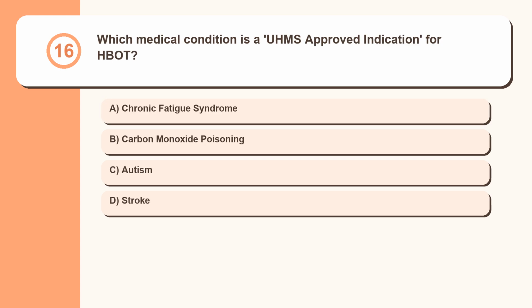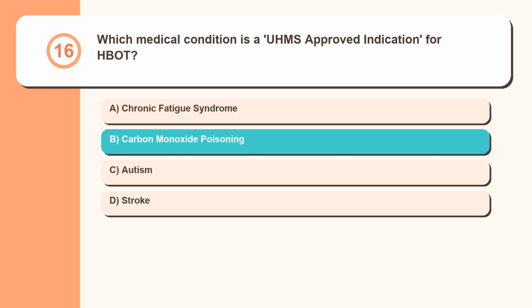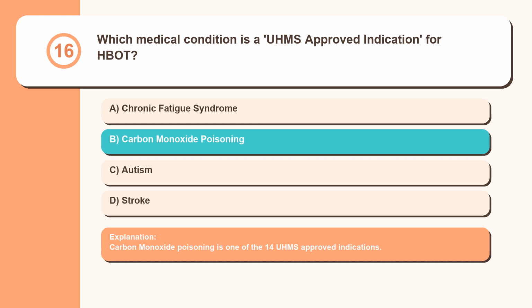Question 16. Which medical condition is a UHMS-approved indication for HBOT? Chronic fatigue syndrome, carbon monoxide poisoning, autism, stroke. Carbon monoxide poisoning is one of the 14 UHMS-approved indications.